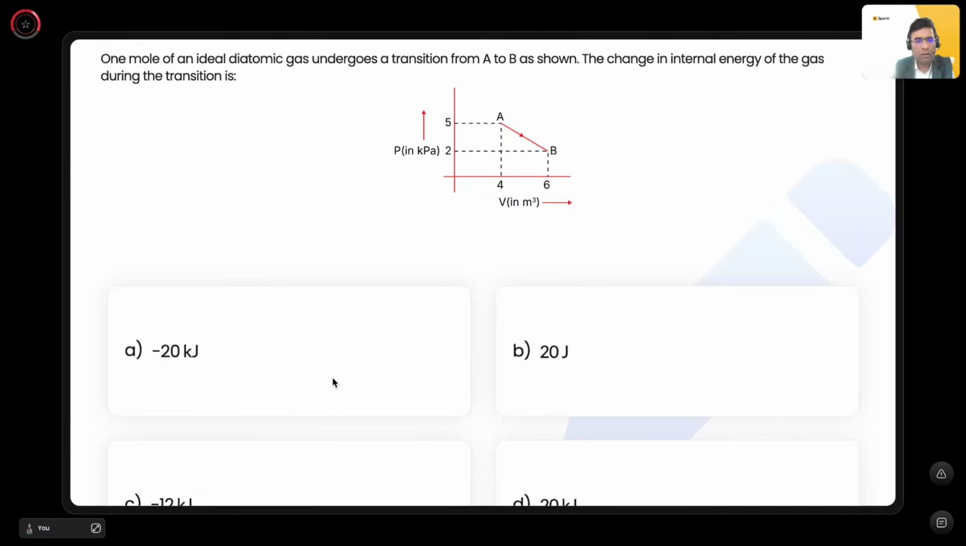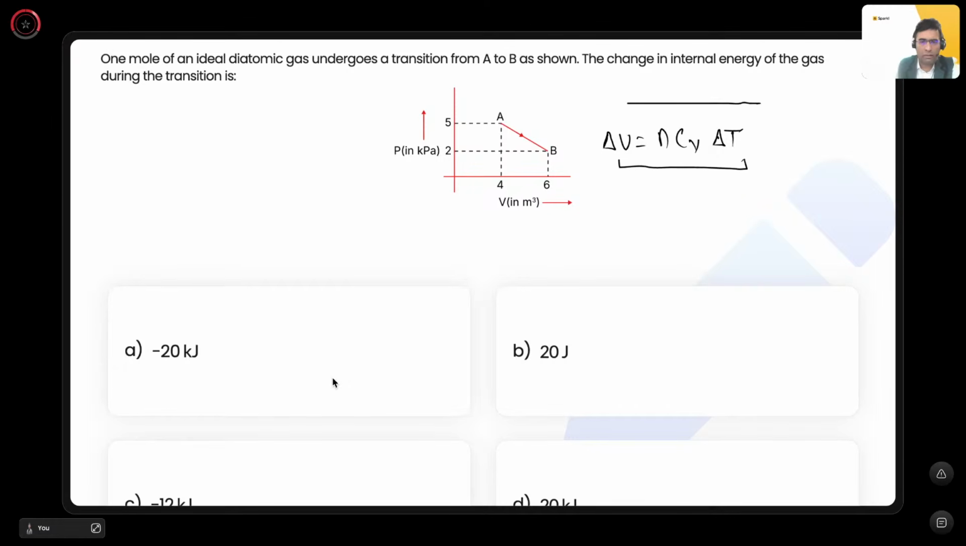1 mole of an ideal diatomic gas undergoes a transition from A to B as shown. The change in internal energy of the gas during the transition is? So it's a PV curve and we are given a graph, and the change in internal energy is asked. So we know that the change in internal energy is nCv into delta T. All right. Now this is a PV graph. How do we get delta T from here? We know the value of n, we know the value of Cv. We have to find delta T.